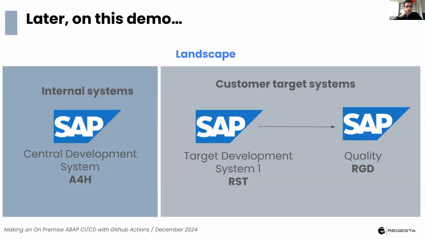All right, so we're about to get into the demo, and I'll start off by introducing the landscape of this demo. In my internal systems, I'll have an A4H central development system, and then I'll have two customer target systems. Well, one customer target system and one quality system connected to it in the landscape.